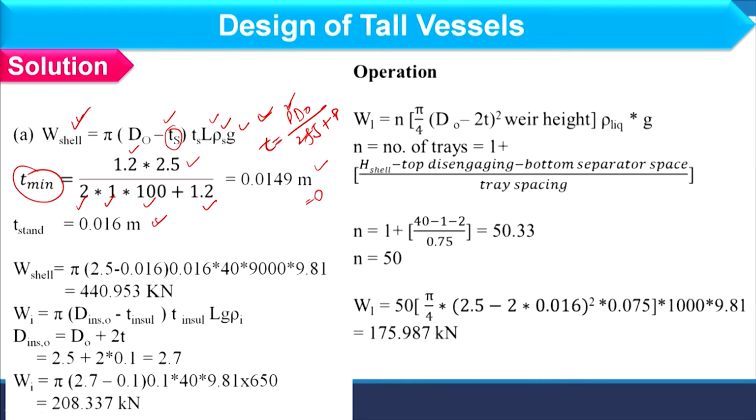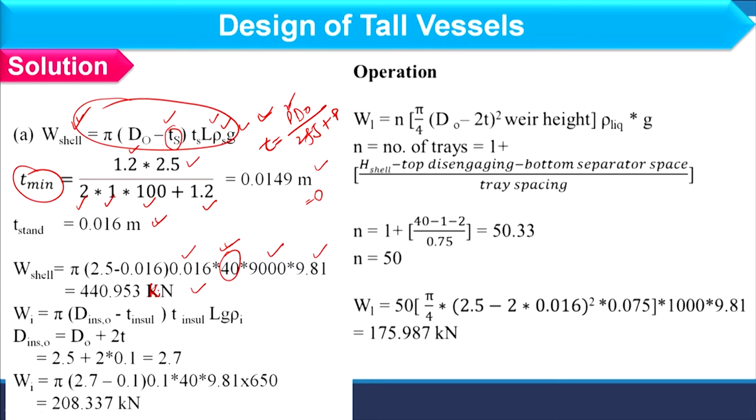Okay. Now, I have the standard thickness of the shell, we can further calculate the weight of shell. So, let us see that. Now, all components in this expression are known to us. So, we can simply put in the values of each component. That should be thickness we can consider as 0.016, 40 meter is the total length of the shell, 9000 is the density of the material of which the shell is made, and 9.81 is the g value. So, 440.953 kilonewton we can consider as the weight of shell. So, here it should be small.